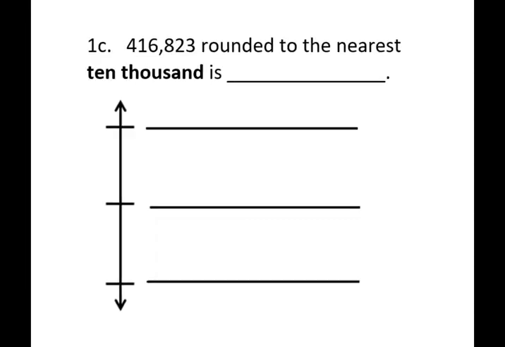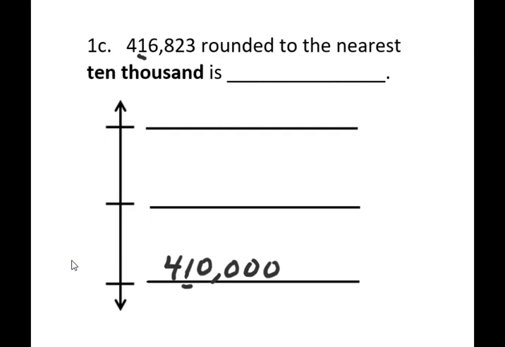And let's look at one more. Here I have 416,823, and I'm going to round this to the nearest 10,000. So let's think about this. In my number, if I look at the 10,000s place, there's a 1 in my 10,000s place. So my bottom number is actually going to be 410,000 because I have that 1 in my 10,000s place. I still have to keep the 4 in the 100,000s place.